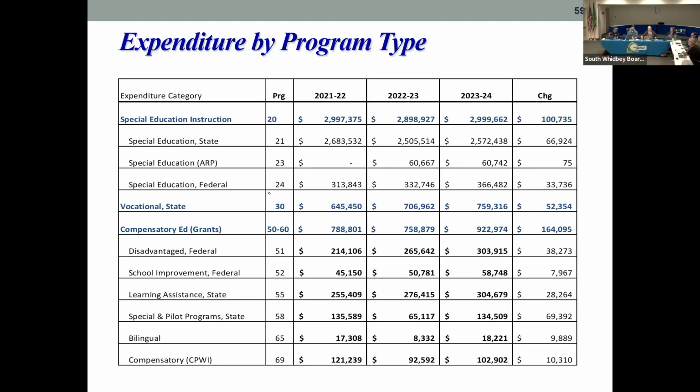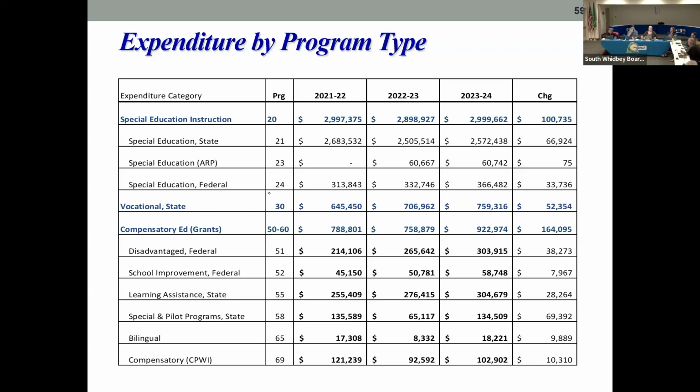And then we get into special education, and it increases slightly in there at both the state and the federal amount, about $100,000. Vocational program goes up, and then the grants, we have the federal grants, the Title I grants, basically remediation programs, Title II, which is another federal program, the Learning Assistance Program, which is a state program. You kind of see some of those increases. Some of those in Program 58, special and private pilot programs, are new programs.